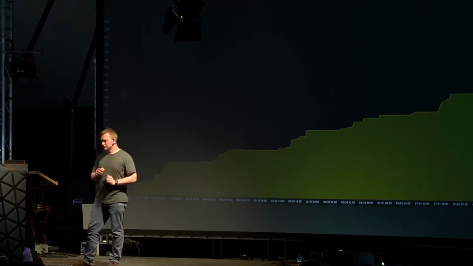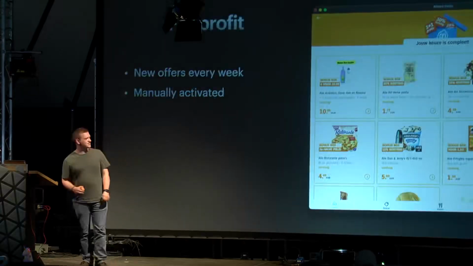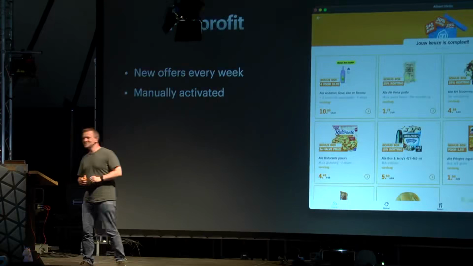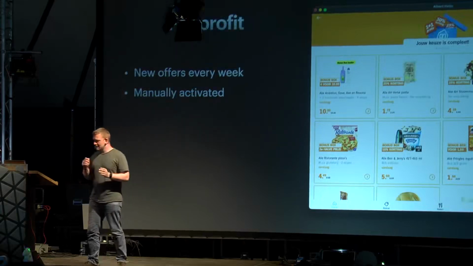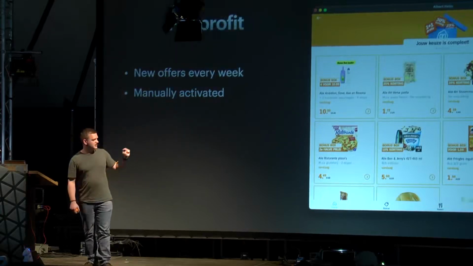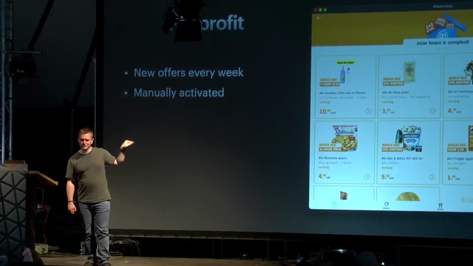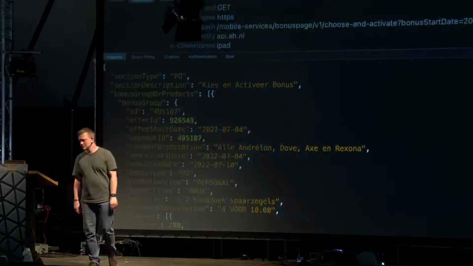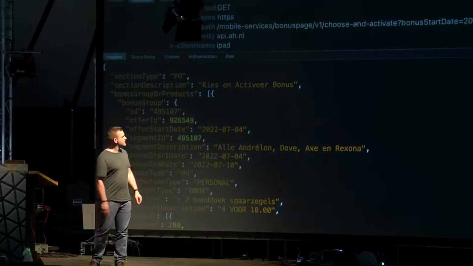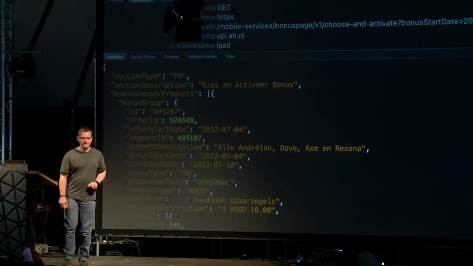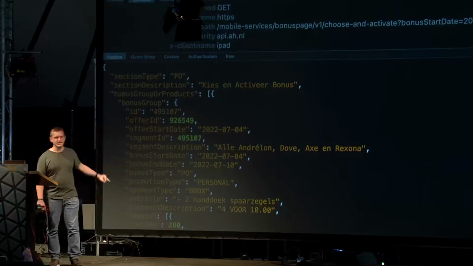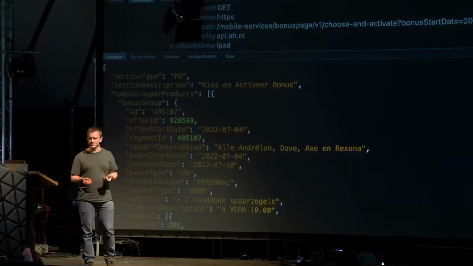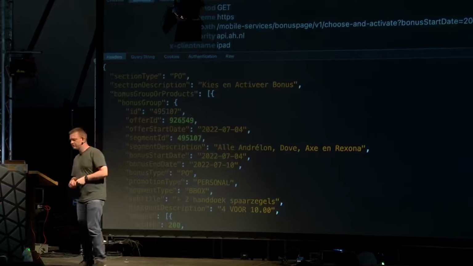I promised you for profit. So here's why it's for profit. Albert Heijn has a thing called the bonus box. What you need to do every week is go in there and pick out what kind of discounts you want. And as you guessed, there's an API call for that too. You just do a request to that URL there, give the start date, you get back a JSON response with all the products that will be discounted for you and you only.